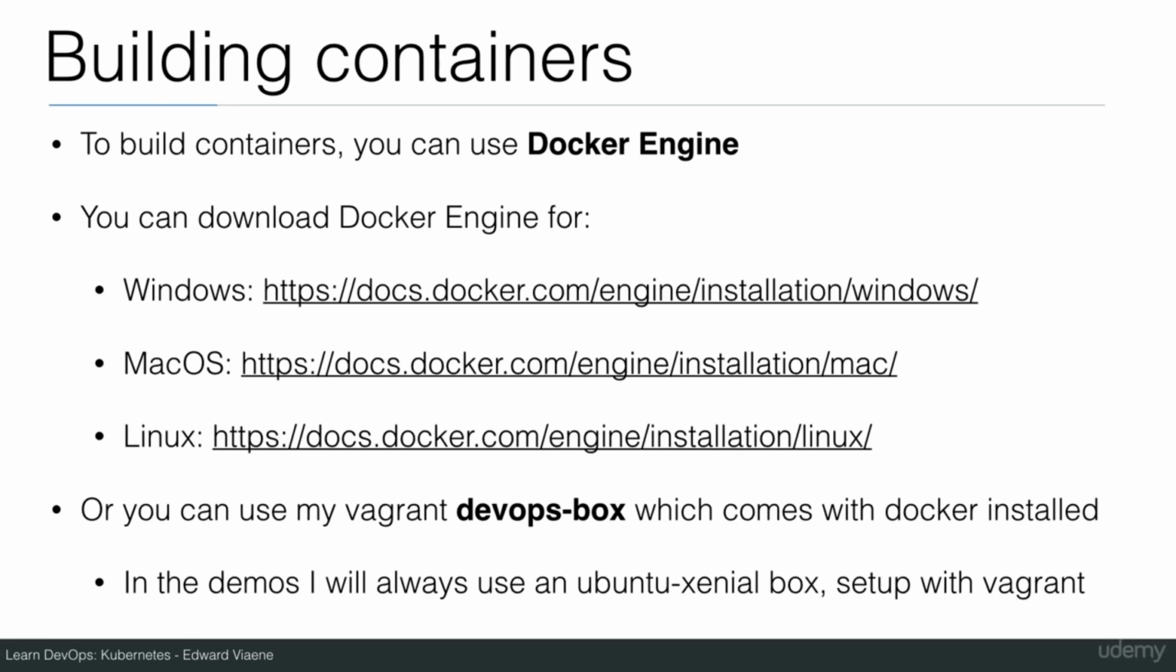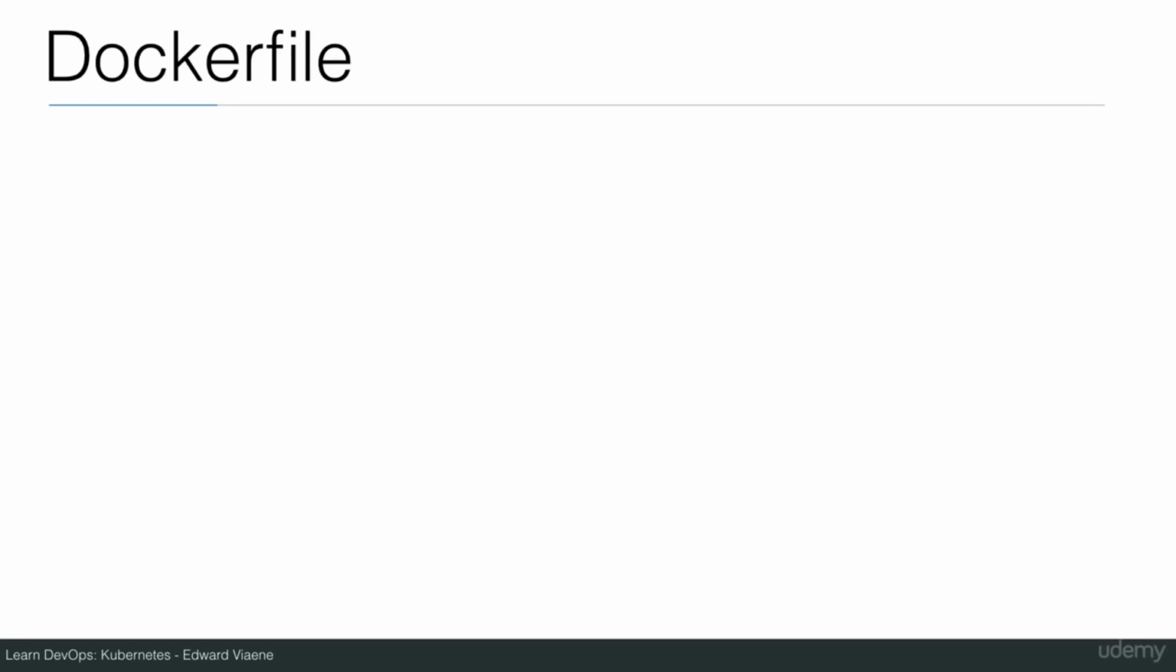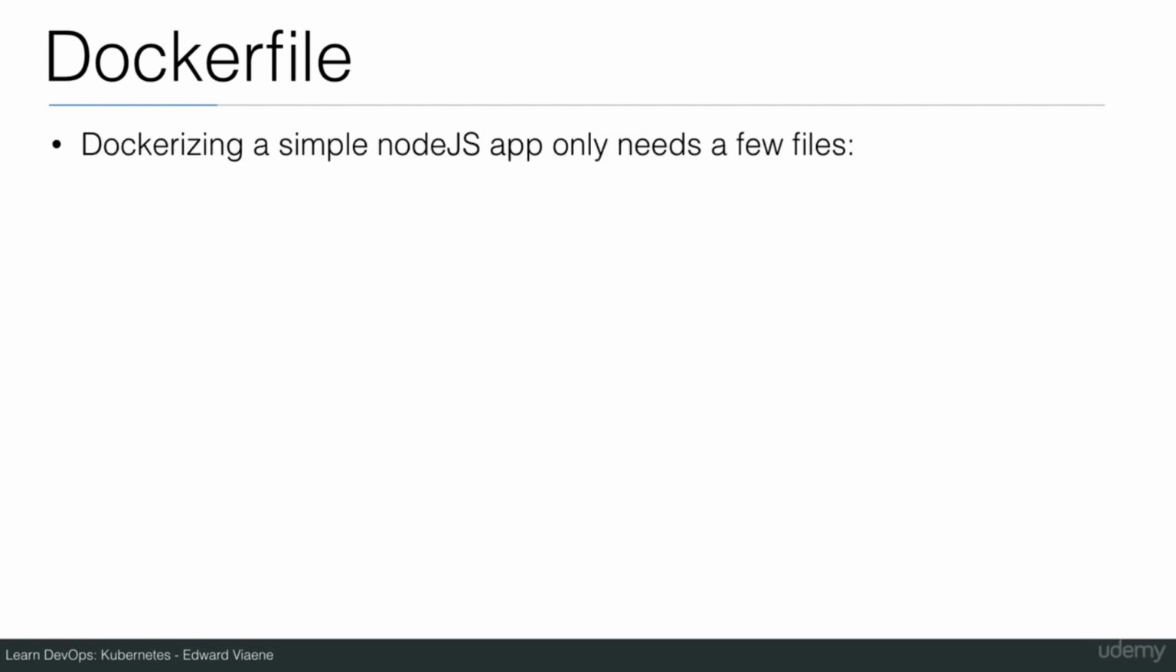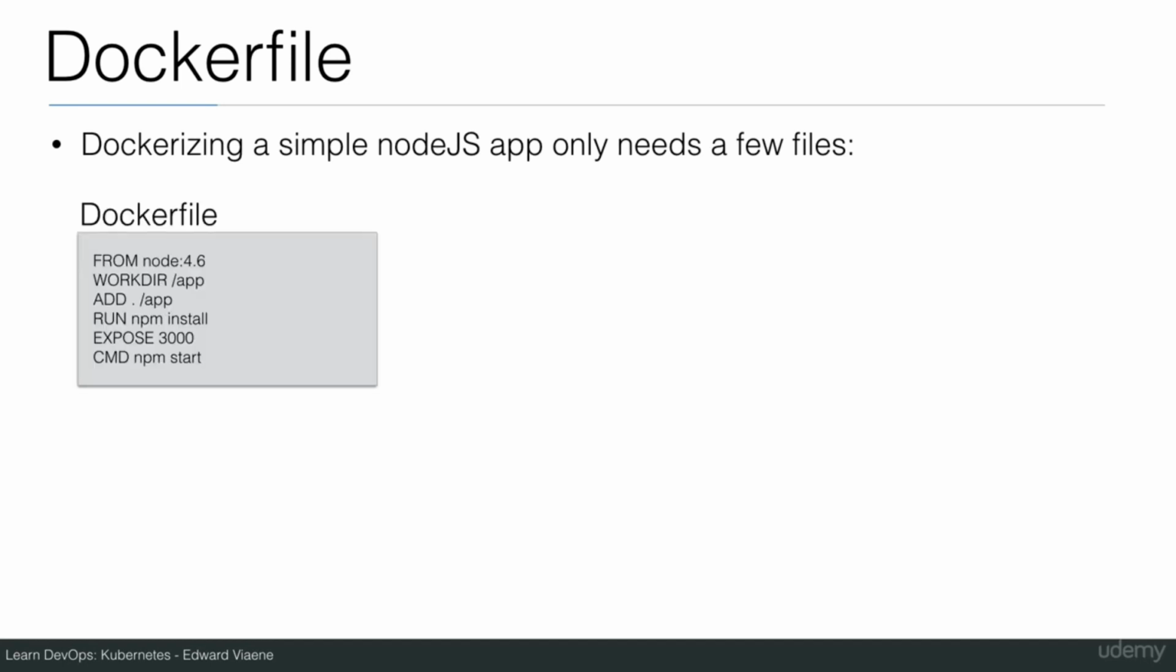Also, you don't have to use Vagrant. Docker is available for Windows, Mac, and for Linux. So you can use it with whatever operating system you want. Let's talk about Dockerizing a simple app. I'm going to show you how to Dockerize a Node.js app, but you can Dockerize any application you want. Dockerizing a simple Node.js app only needs a few files. You need a Dockerfile. Every container you want to build needs a Dockerfile. Let's just go over the few lines that are in this Dockerfile.